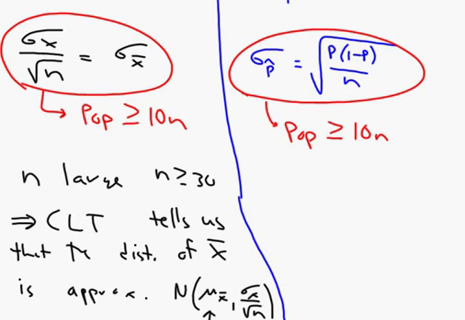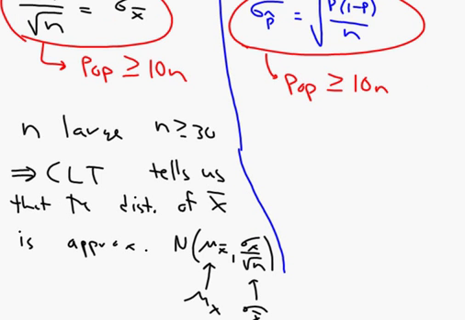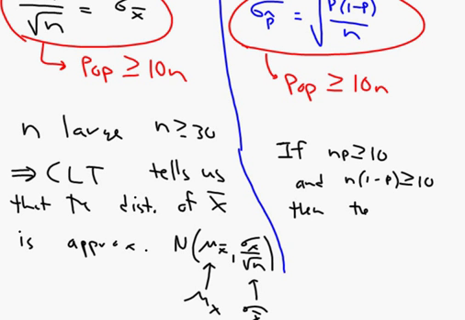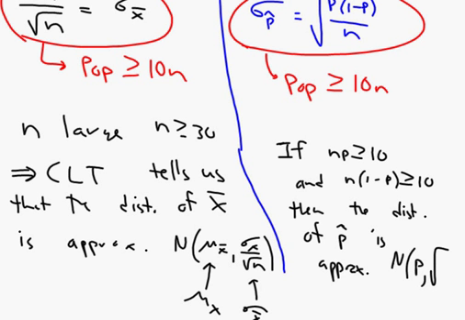Now, there is not a central limit theorem that tells us about the sampling distribution of the sample proportion. Instead, what we say is this. If n times p is greater than or equal to 10, and n times 1 minus p is greater than or equal to 10, then the distribution of p hat is approximately normal. Okay? And it's normal with mean p and standard deviation square root p times 1 minus p over n.